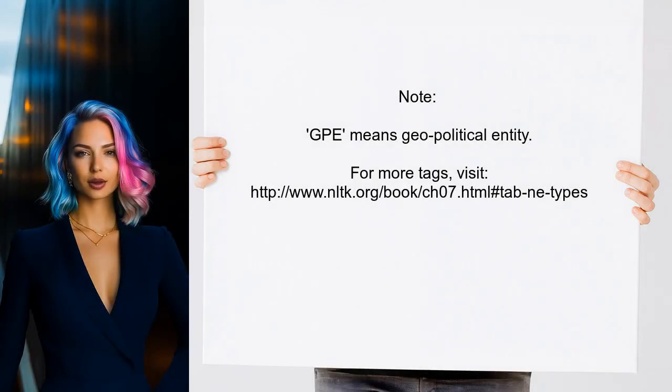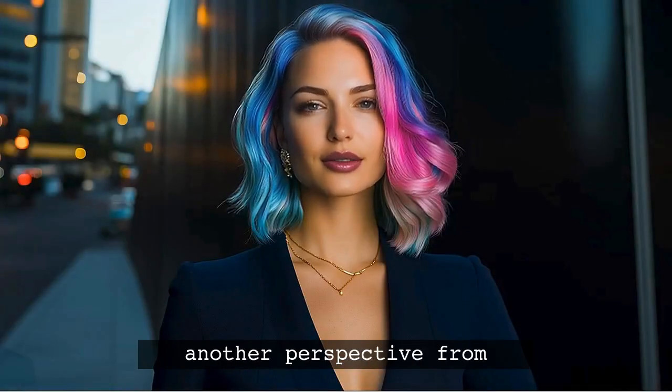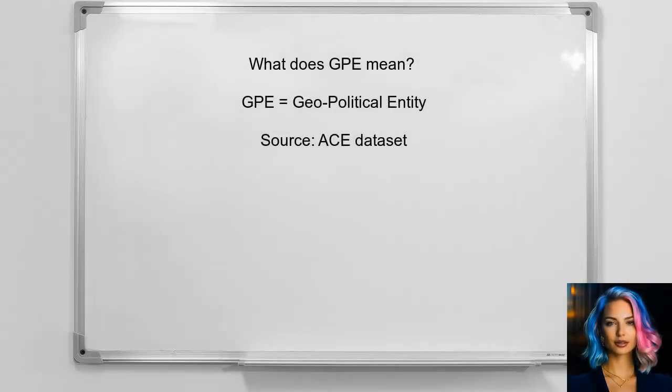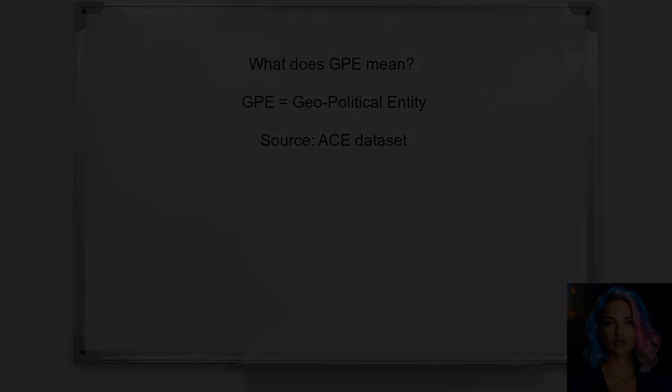Additionally, the user explains that GPE stands for geopolitical entity, and you can find a list of commonly used tags in the NLTK book. Let's check out another perspective from a different user. An alternative approach suggests that you can modify the original code to exclude part-of-speech tags while still using ne_chunk. By traversing the tree object, you can extract only the named entities like GPE and person. Additionally, GPE stands for geopolitical entity, which is a classification used in named entity recognition.